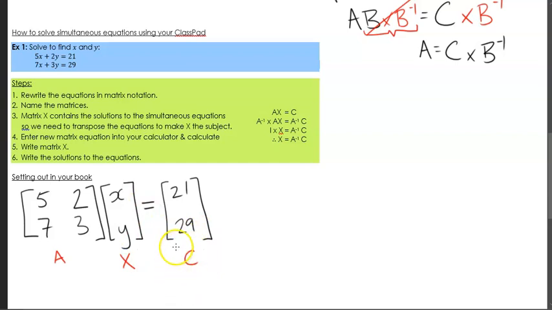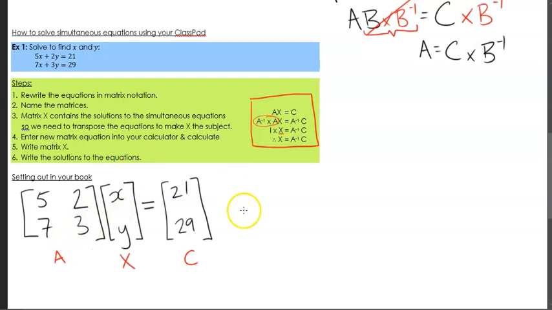So now that we've got this little indication on the side here, it's just saying, hey, how do we get matrix X by itself? Well, I want to get rid of this matrix A, so let's multiply it with its inverse, A to the power negative 1, to turn it into an identity matrix. Because an identity matrix multiplied by any other matrix will result in that matrix itself, regardless.